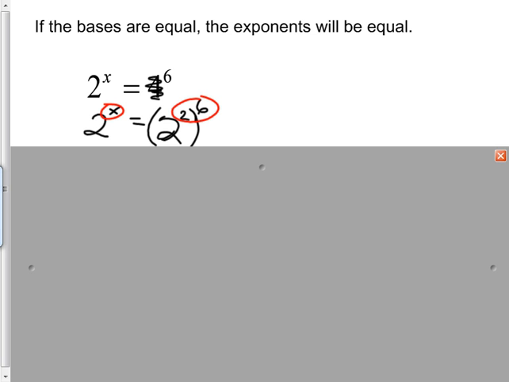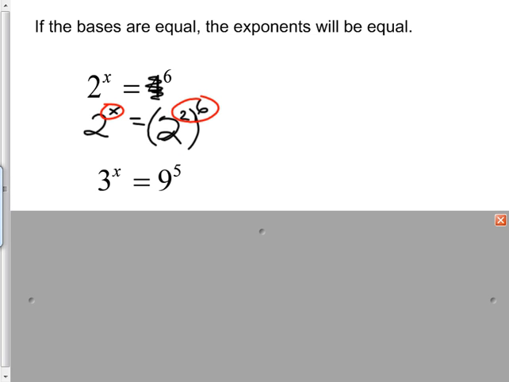Use that same concept. Figure out that one for me. Don't say it, write it. Engage that part of your brain. It's a different part. So 3 to the x is equal to, this 9 could be written, help me, 3 squared to the 5th. x would equal 10. Raise your hand if you got that one right. Okay, good. That was the easy kind.